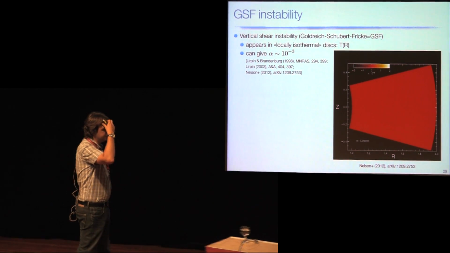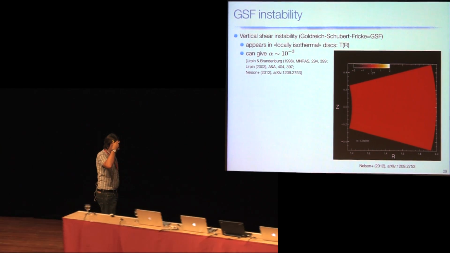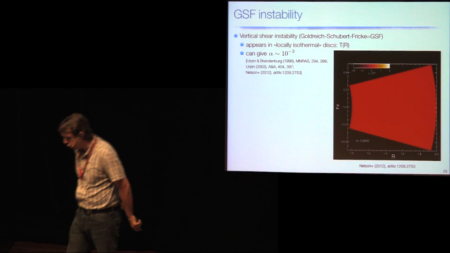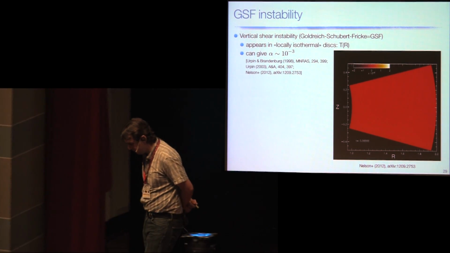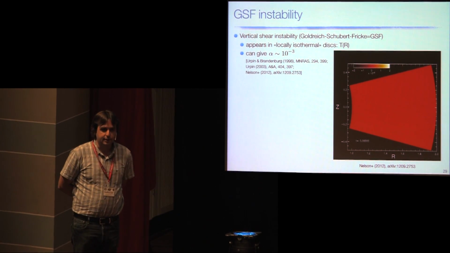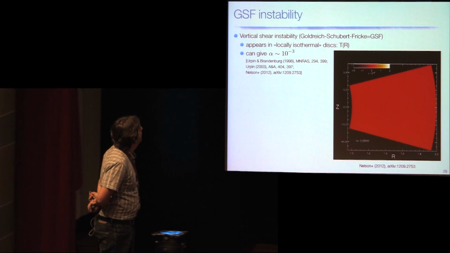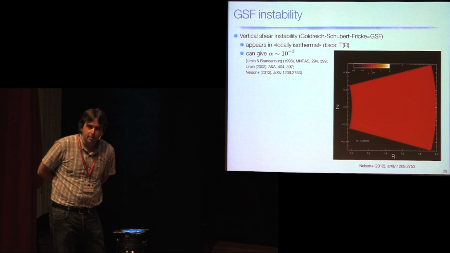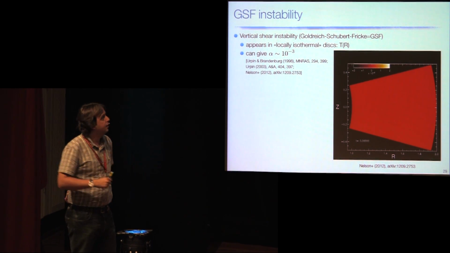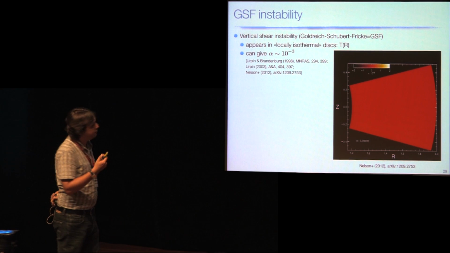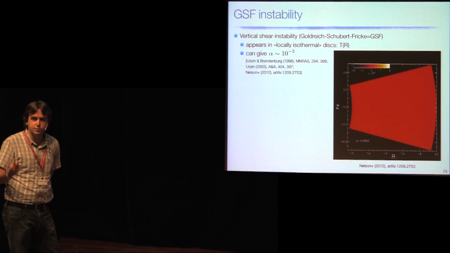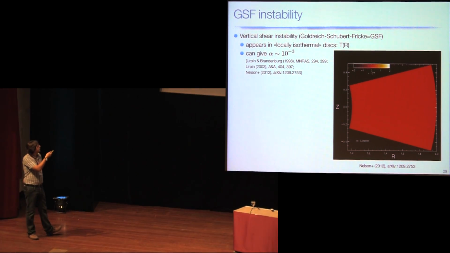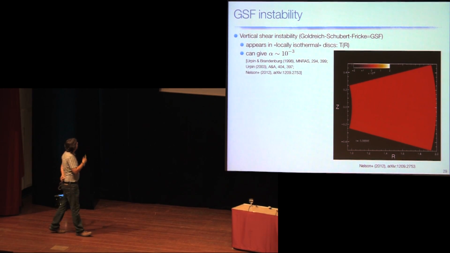Another candidate, which I think is quite relevant, is the so-called GSF instability. That's not known in the disk community because this instability is actually found in stellar interiors, especially in radiatively dominated zones. This instability is essentially driven by the presence of a vertical shear in the disk. This vertical shear is driven by thermal processes. So typically, if you assume that you have a locally isothermal disk, which means that the temperature depends only on the cylindrical radius, then you get this instability.